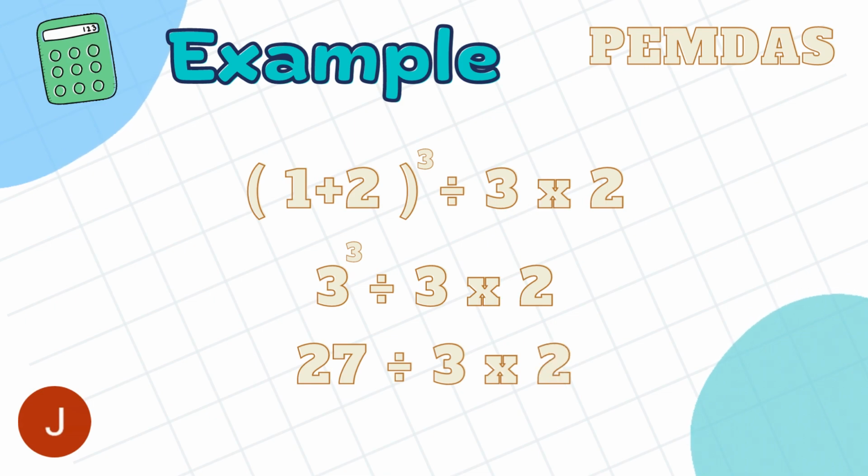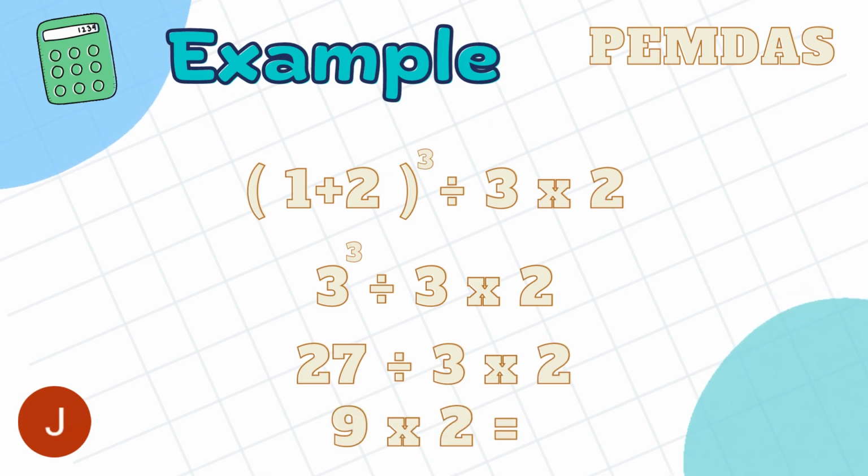I have 27 divided by 3 multiplied by 2. Now, we're facing the same issue as before. We start with the division. 27 divided by 3 is 9, and then I drop the 2. 9 multiplied by 2 gives me 18. Notice that when I changed the place of this cube, its exponent, the answer completely changed because the order changed. So be careful with this trick.